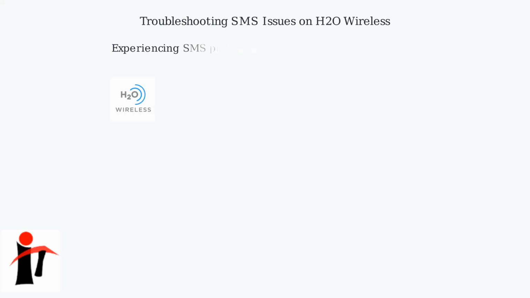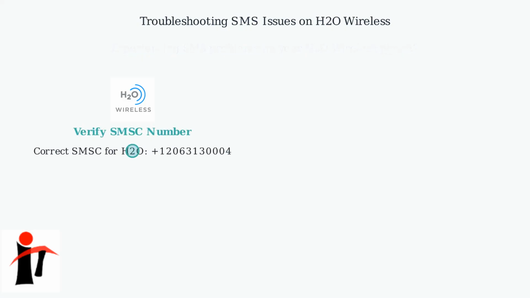Experiencing SMS problems on your H2O wireless phone? It's a common issue, especially for Android users after network upgrades. The first step is to verify your SMSC number. The correct SMSC for H2O Wireless is +12063130004. On Android, you can usually access this setting by dialing 4636 and navigating to Phone Information.